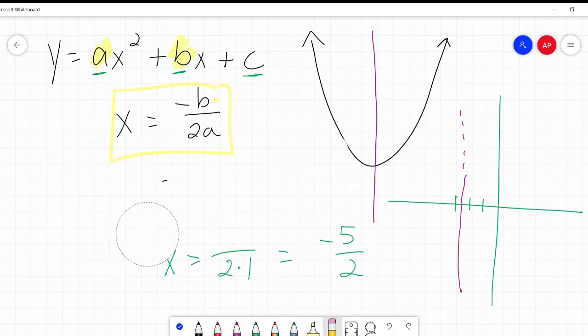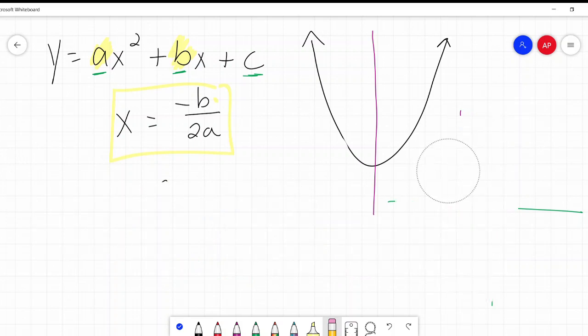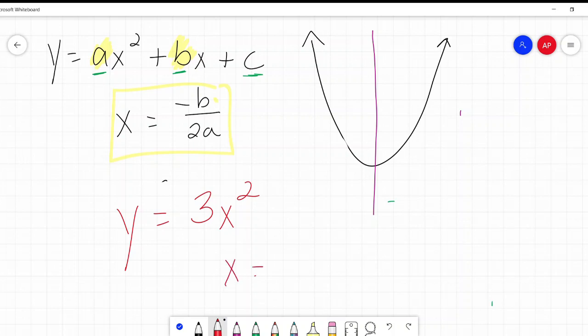Okay. What if it was another scenario, something like y equals 3x squared. What's the axis of symmetry? You're like, wait a minute, there's no b and there's no c. How am I supposed to do x equals negative b over 2a when there's no b? Well, this is the one where it's 0. There are 0 x's, and there are 0 plain numbers on the end.